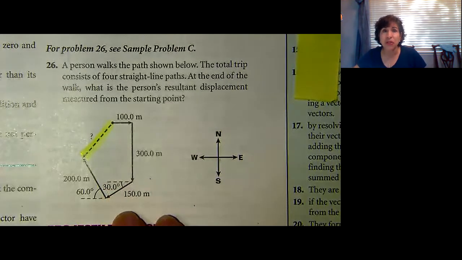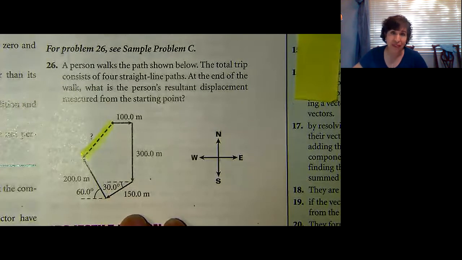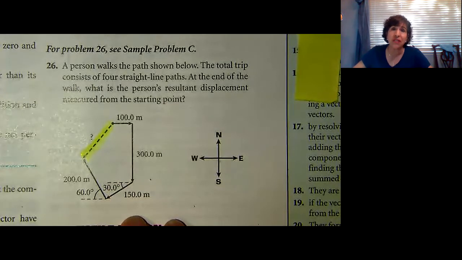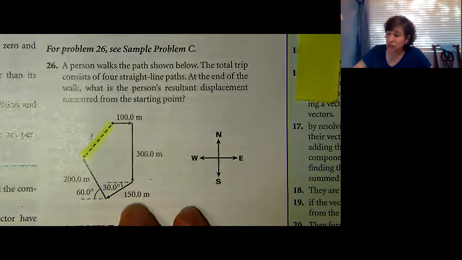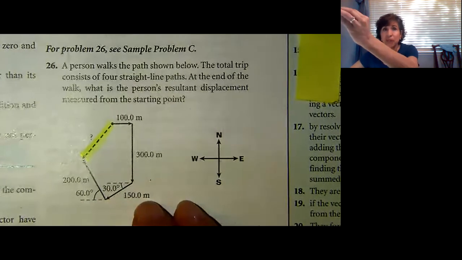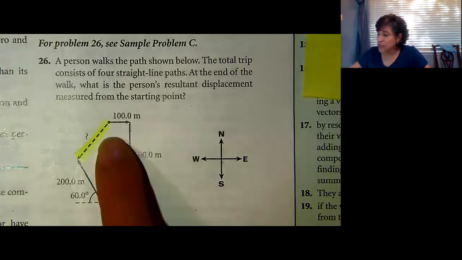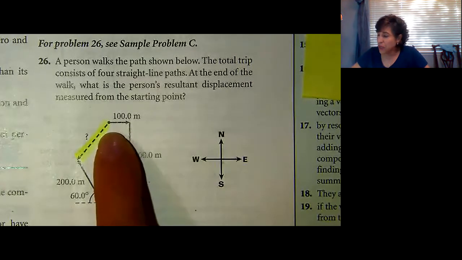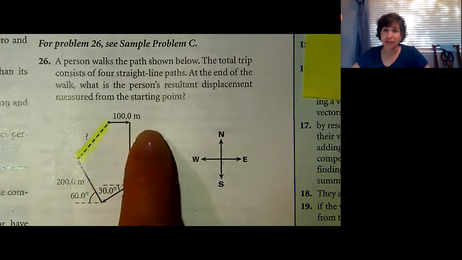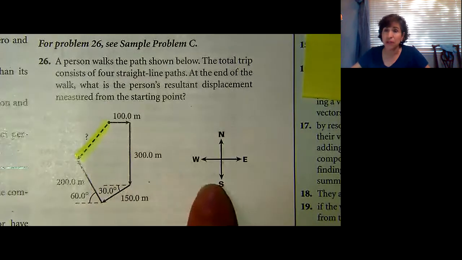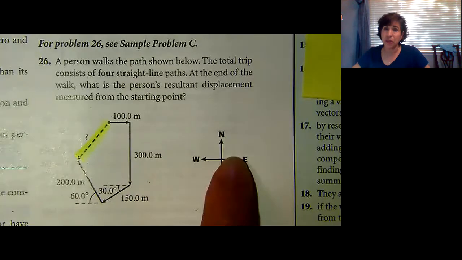All right, a person walks the path shown. The total trip consists of 4 straight line paths. At the end of the walk, what is the person's resultant displacement measured from the starting point? So let's take a look here. We're going to start here. We have 100 meters east, and there's even the cardinal sign, so you can know north is up, south is down, and this spells wheat.